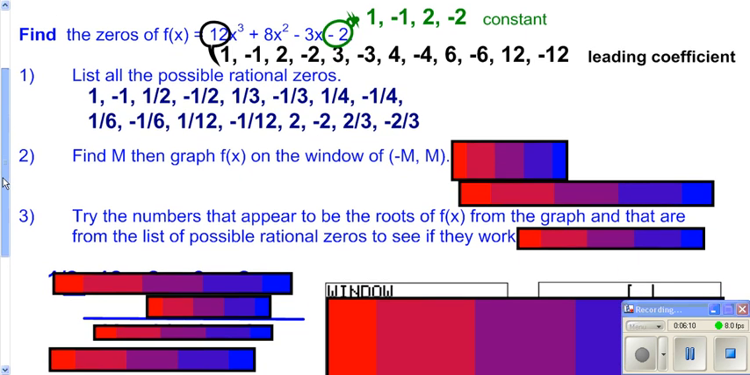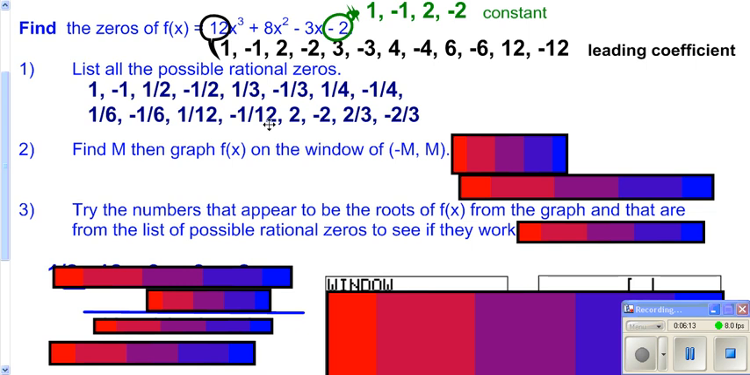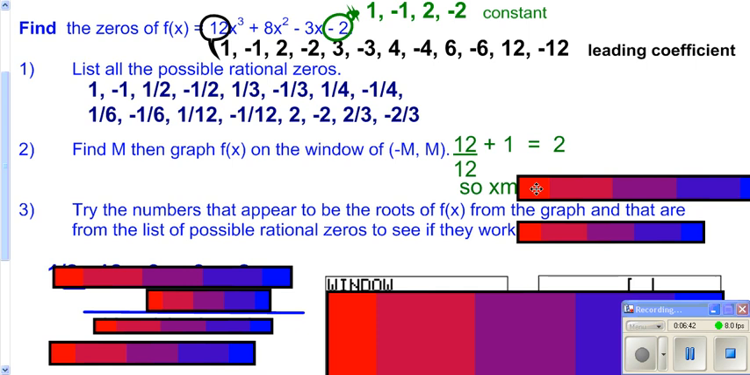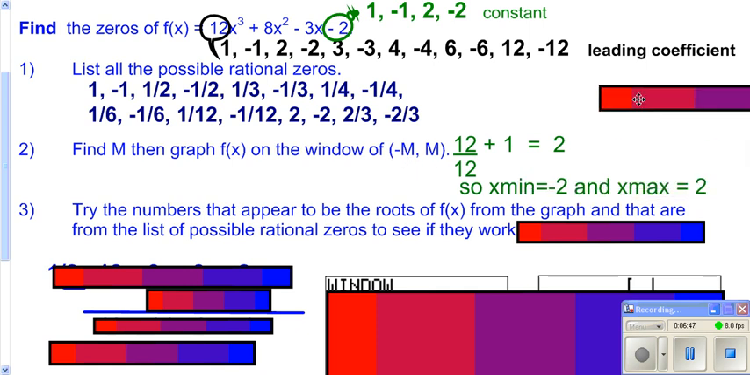Now we want to find the zeros of this function. After we find our possible rational zeros, we want to go ahead and find our m. Remember, m is your largest coefficient or constant, which is 12, over your leading coefficient, which is also 12. So it'd be 12 over 12, which is 1, but then you got to always add 1, which is 2. So that means when you are looking at m, all your x's or your roots will occur between -2 and +2. So your x-min is -2, your x-max is +2.